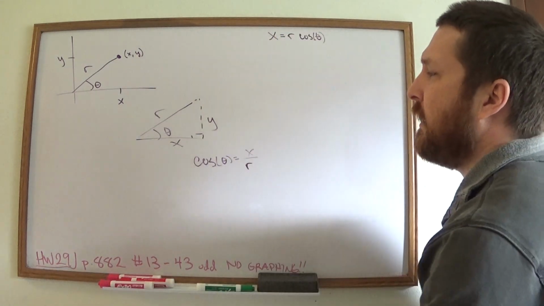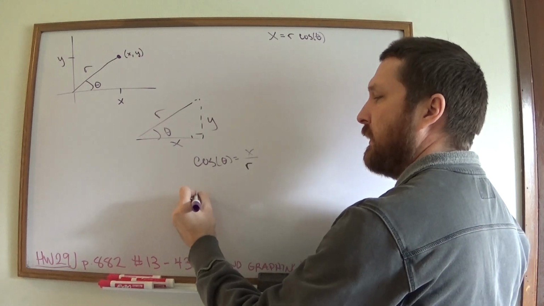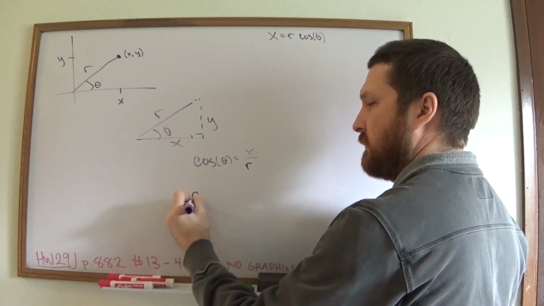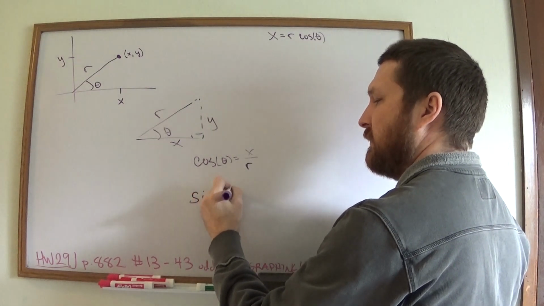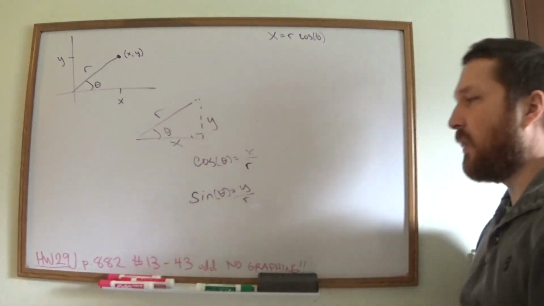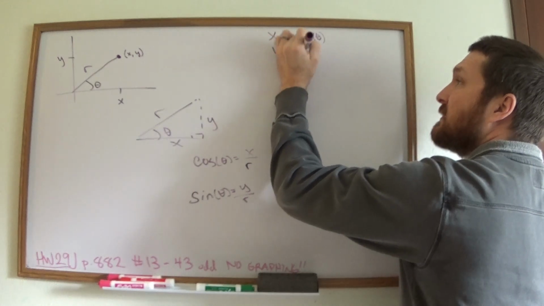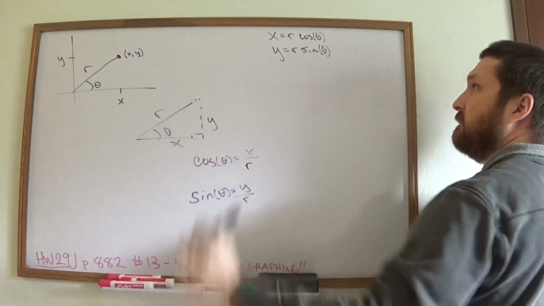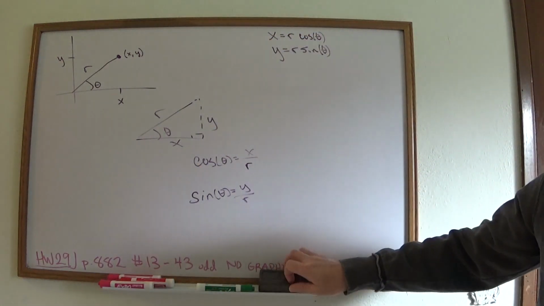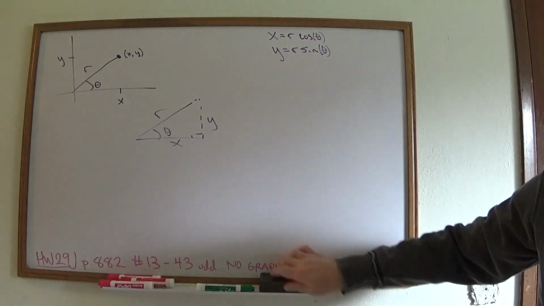Okay, now what about y? What do we do for y? Sine theta equals y over r, and so y is equal to r sine theta. Now, what is r in terms of x and y?